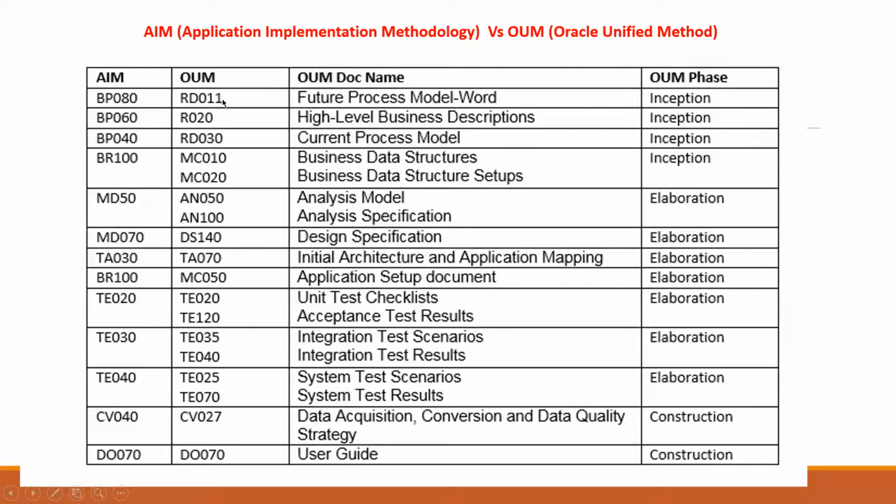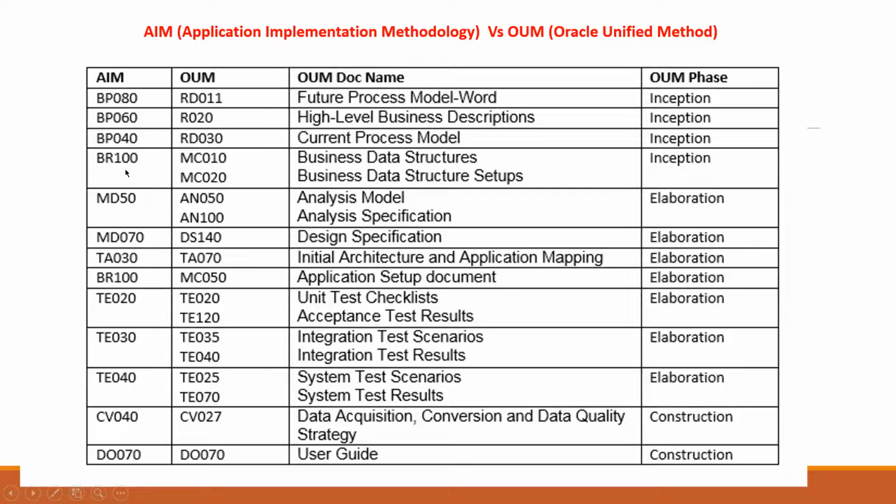So in the interview they may ask, okay, you do a setup or you do a high level future process, so what is the document name you refer to? It is called RD11. BP60, this is high level, again business descriptions. Current process model is nothing but current requirement. Earlier we used to call it BP40, now we call it RD. BP means business process, RD means requirement document 30.